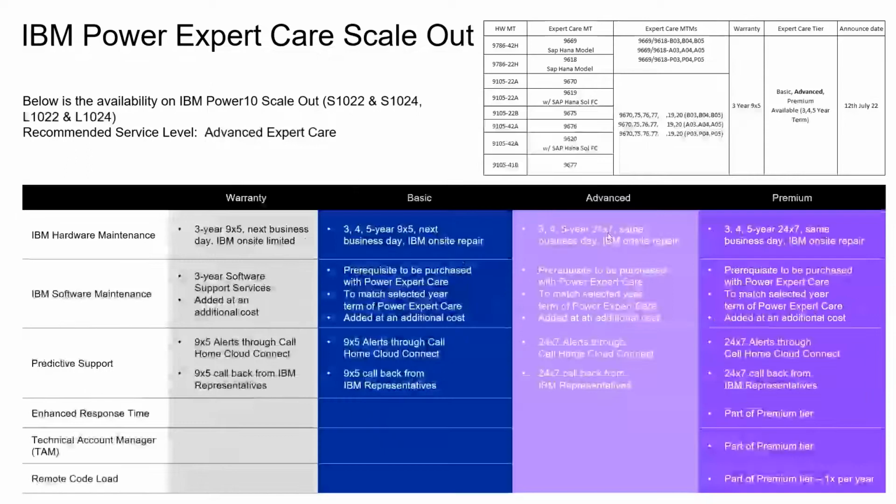Scale out advanced and premium are the same as the mid-range box, but we've introduced a basic Expert Care offering here that essentially takes the 9x5 next business day limited on-site to a 9x5 next business day on-site repair. What that means is the response times are the same, it's just that we'll send an SSR on site to replace the customer replaceable units. The only other difference is that the remote code load is only once a year on the scale out boxes instead of twice a year like it is on mid-range.